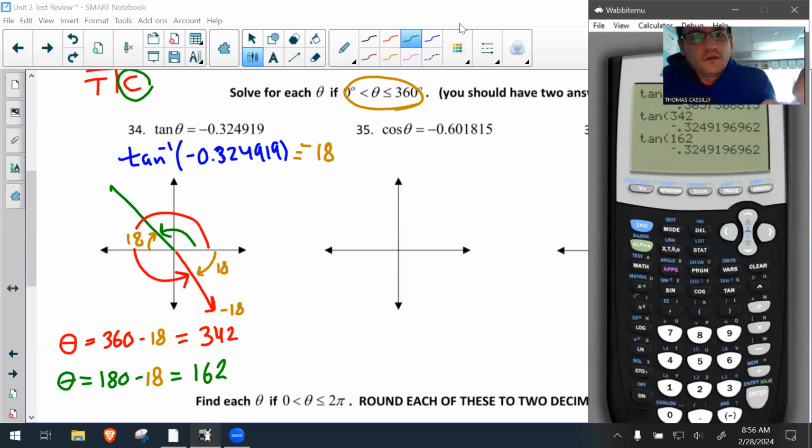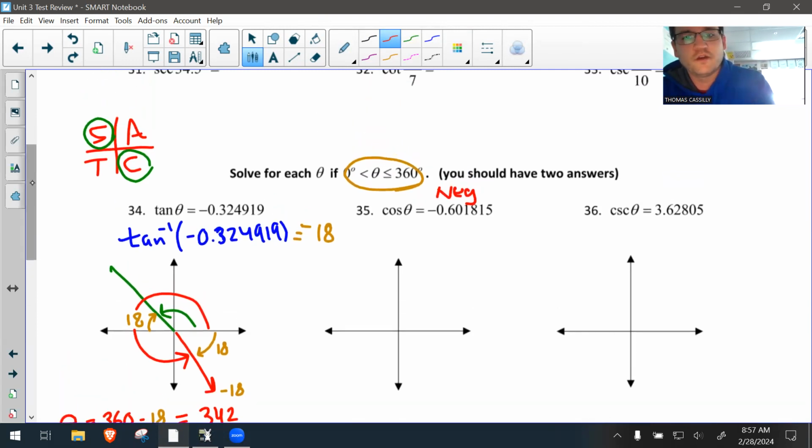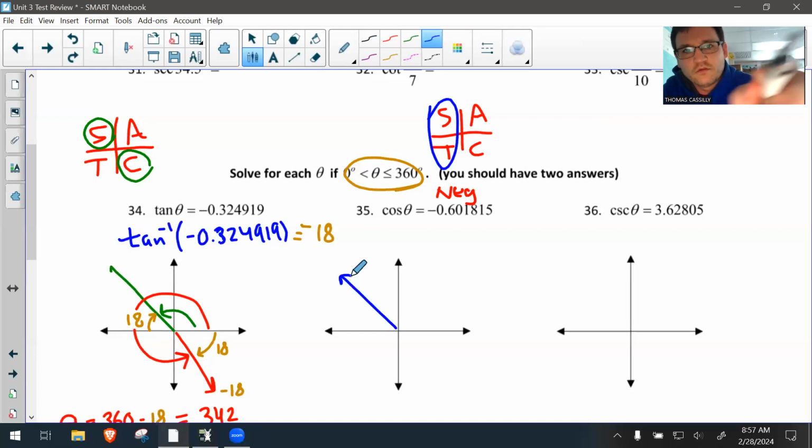Crisis averted. Now on the next one, let's think about cosine again. It is a negative value, so we don't want the quadrants where cosine is positive. We want the quadrants where cosine is negative. Again, ASTC: cosine is negative in quadrants 2 and 3. So our two answers are going to be in the second quadrant and the third quadrant.